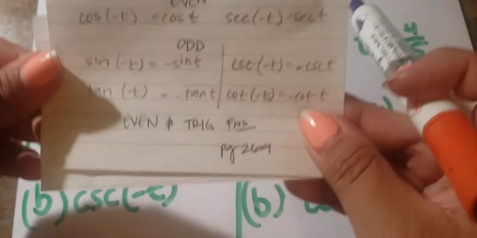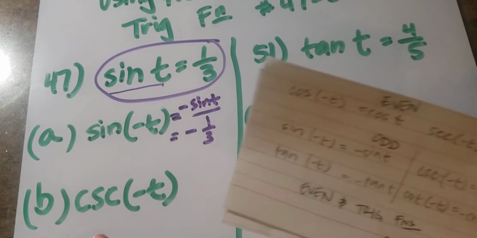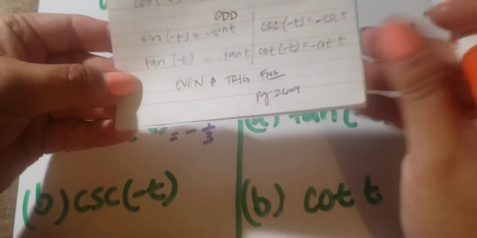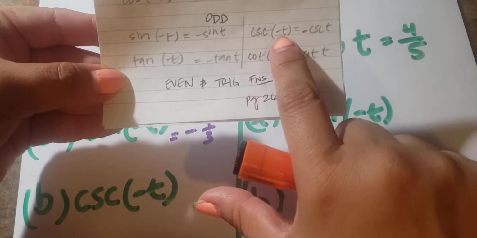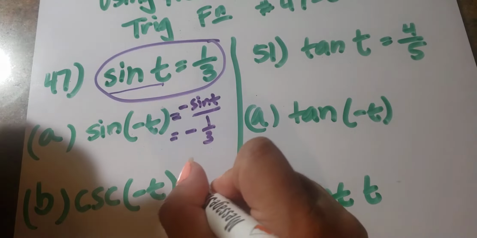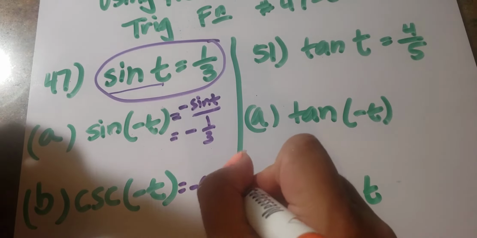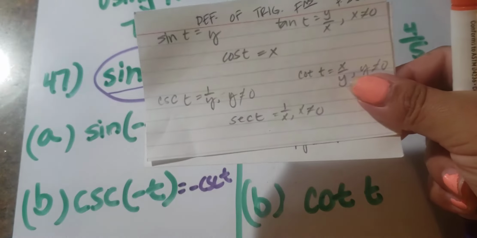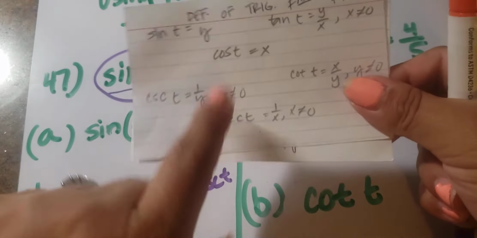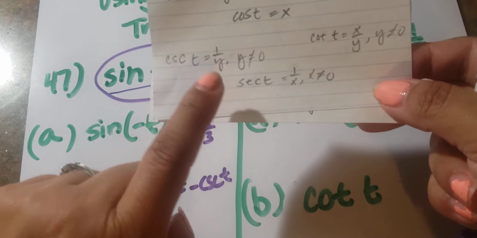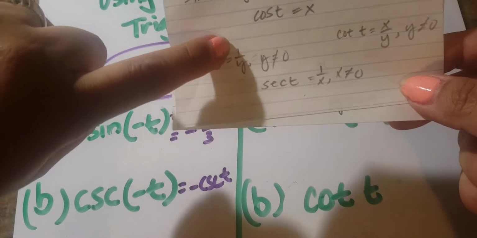We just need the index card to look at it, okay? And for part B, they want cosecant of negative t, so I'm going to look here. Cosecant of negative t is the same thing as negative cosecant, okay? So negative cosecant of t, but this is where you look at your other card, okay? So cosecant is the same as 1 over y.